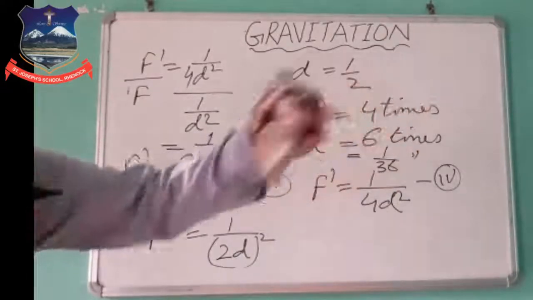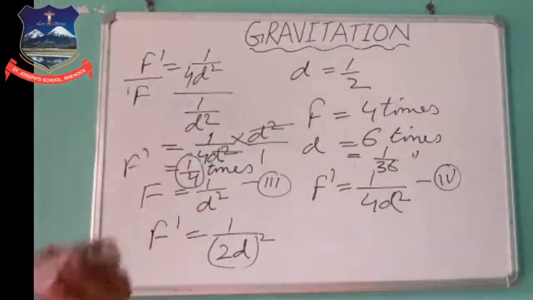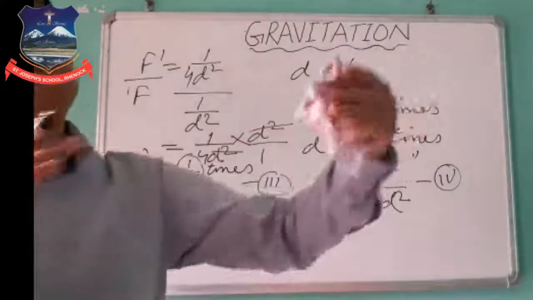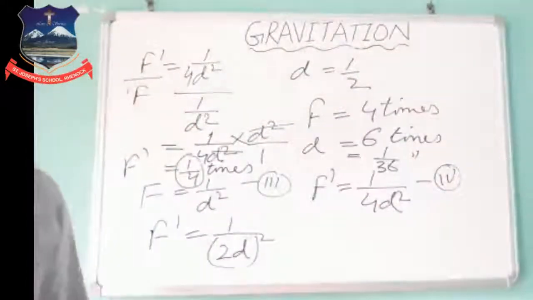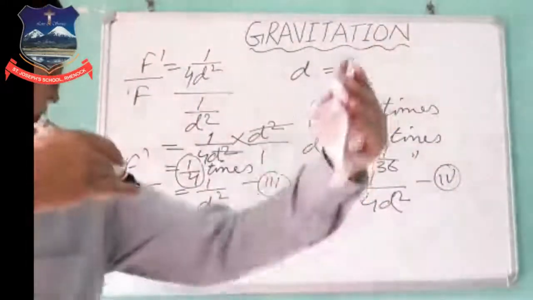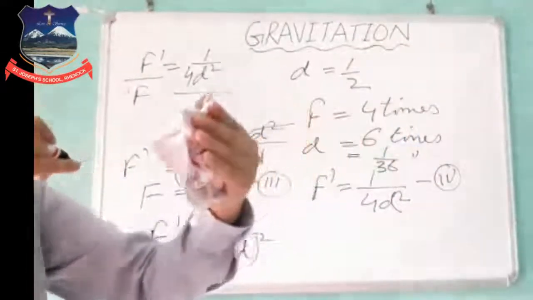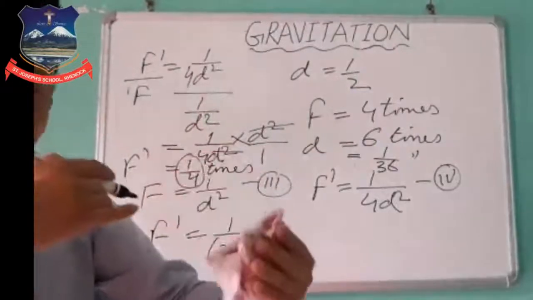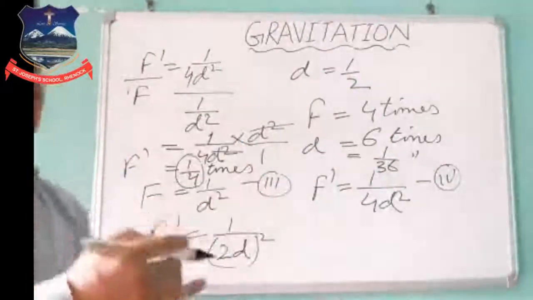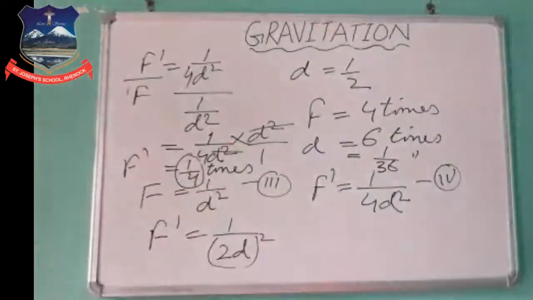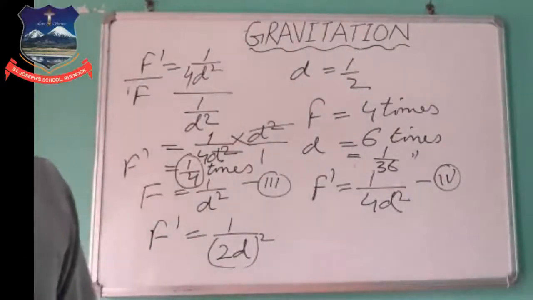So that means when you go on separating the distance, or when you increase the distance, the force of attraction will become less, and when you decrease the distance, when the two bodies become closer and closer, the force of attraction will become more. Because of that, we call Newton's law of gravitation an inverse square law.